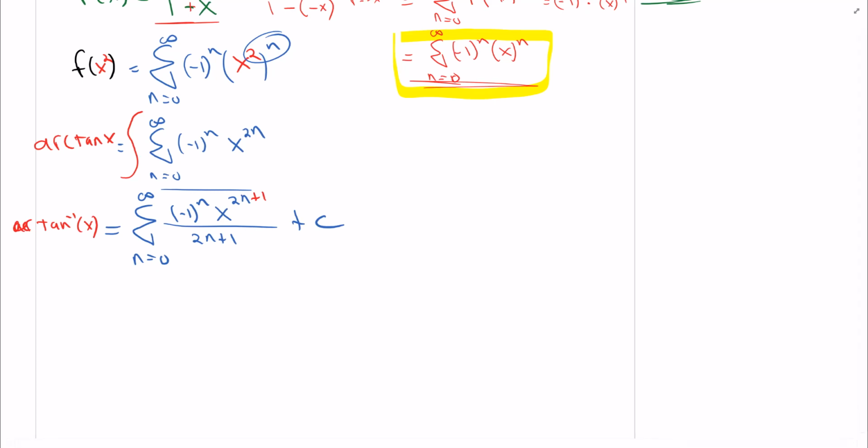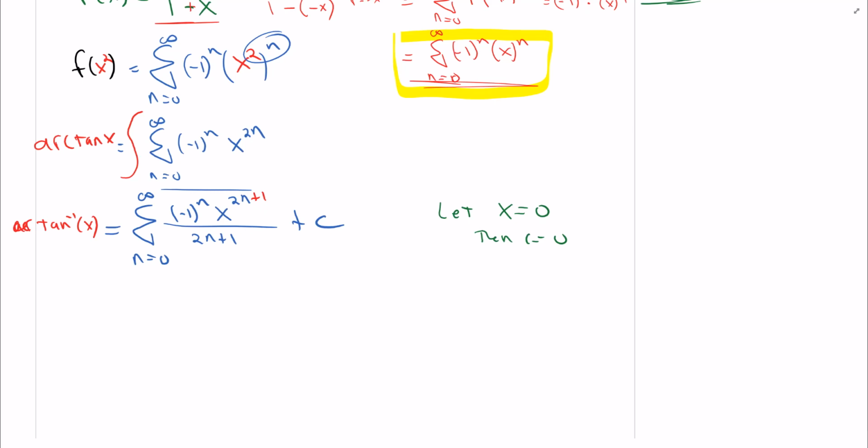We should find the value of c. If we let x equal 0, then we can see that c will also equal 0. Plug in 0 for x, and you're going to get 0. And so this is the formula for arctan.